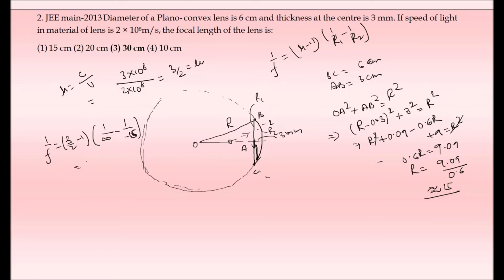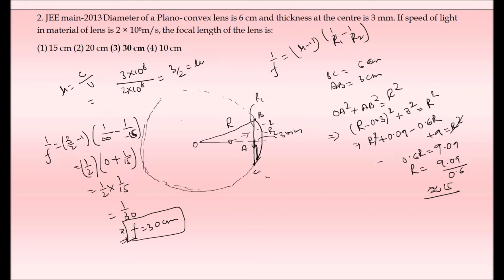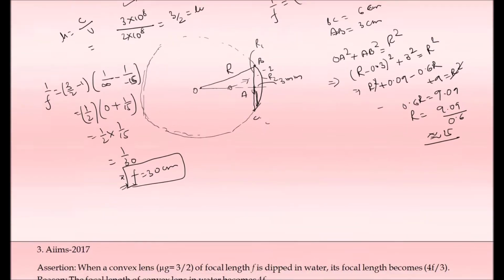So it's 1 by 2 into (0 minus, minus, plus 1 by 15). So it's 1 by 2 into 1 by 15, that is equal to 1 by 30. So F comes equal to 30 centimeter. So the focal length of this plano-convex lens is 30 centimeter. So now we will move to the next problem.